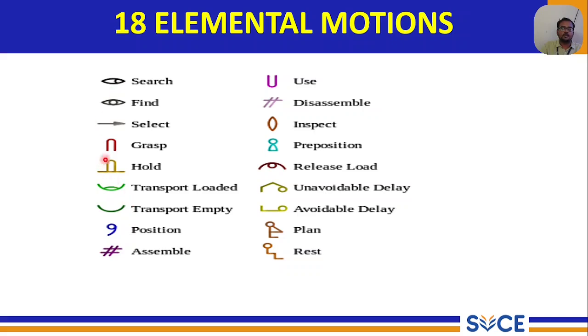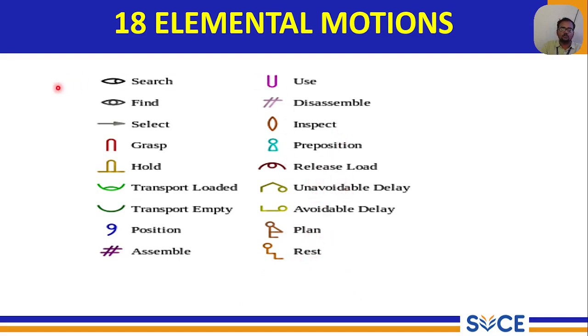It is not that all these symbols are used directly. Every symbol has a unique color code, and that unique color code refers to the particular work being carried out. So these are the 18 elemental motions, including inspection, release load, unavoidable delay, planning, resting.